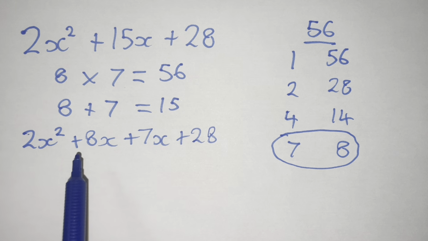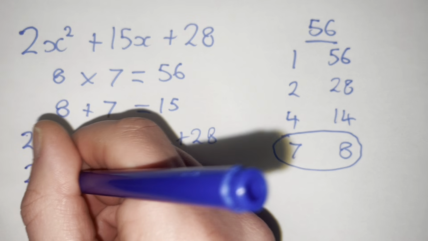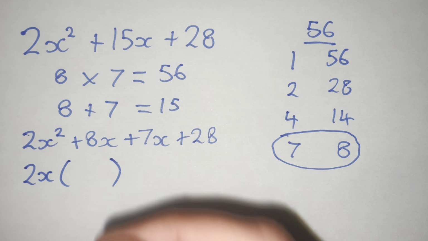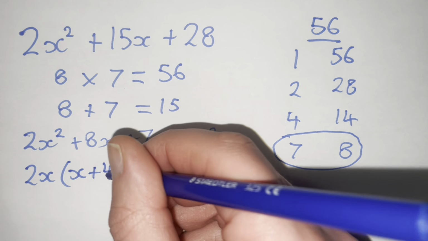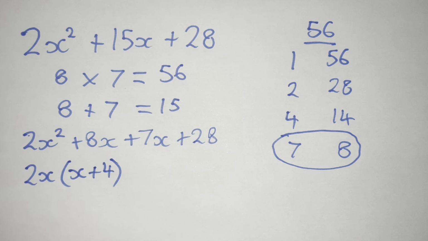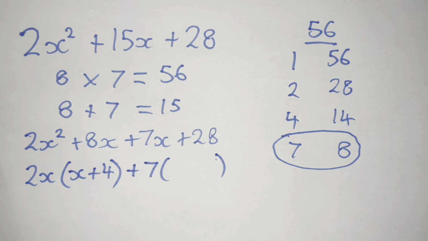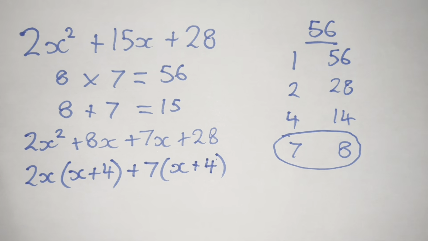So factorising 2x squared plus 8x, I see that I can take a 2 out of both, and I can also take an x out of both. So that's going to be 2x outside of my bracket, and then to go from 2x to 2x squared, I multiply by x. To go from 2x to 8x, I multiply by 4. So that becomes 2x(x plus 4). To factorise 7x plus 28, I can take a 7 out of both those two terms. To go from 7 to 7x, I multiply by x. To go from 7 to 28, I multiply by 4.